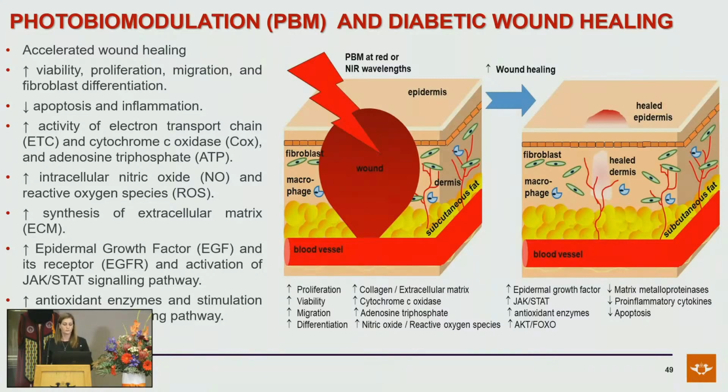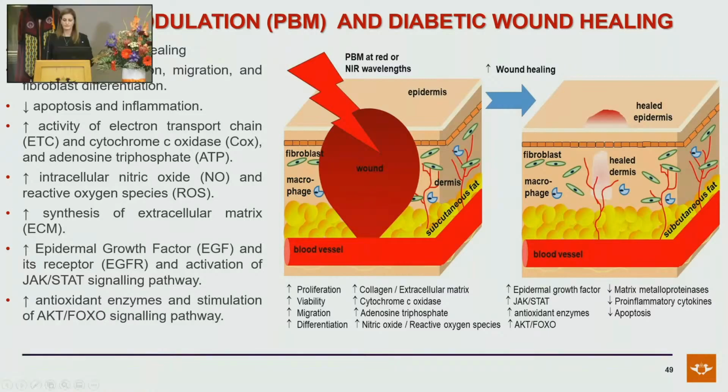The electron transport chain in the mitochondria was stimulated, and the activity of cytochrome C oxidase is increased, as is the production of ATP. There is also an increase in intracellular nitric oxide and reactive oxygen species, and it appears to be a photochemical process since these molecules were seen to be increased immediately post-irradiation.